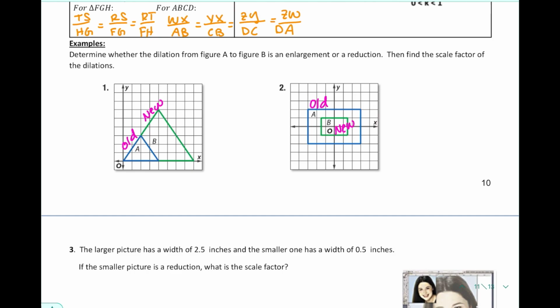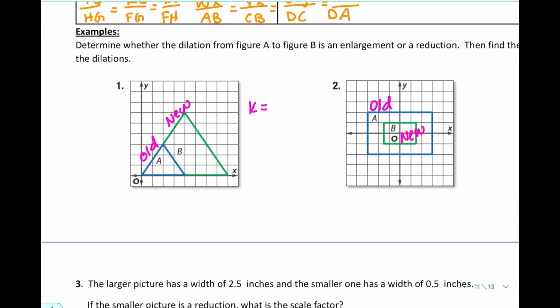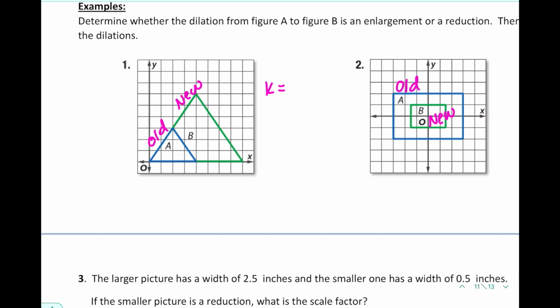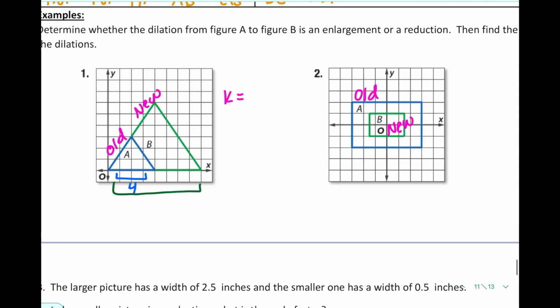Then for the K value, we need to do new over old. And essentially, you just need any two sides that go together. So if I'm looking at these two triangles, I don't really know the diagonals. You can't really count them. But what I could do is use the bases. So on the blue triangle, and let me make it blue so it matches, the base is 1, 2, 3, 4 units. Then on the green triangle, I can find that entire distance. Again, it has to be the full distance, including those 4 blue units. So 1, 2, 3, 4, 5, 6, 7, 8.